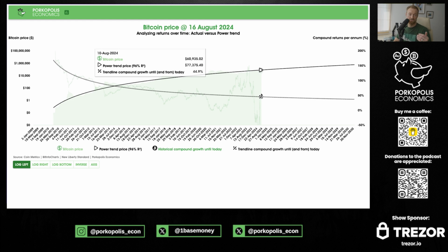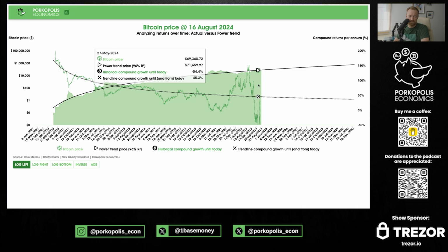45%. That's presumed. If we get back to trend from today's price, of course, it's going to be even higher, because the price is below trend at the moment. But this is the model. This is how it looks. And you just need to use your eyes.